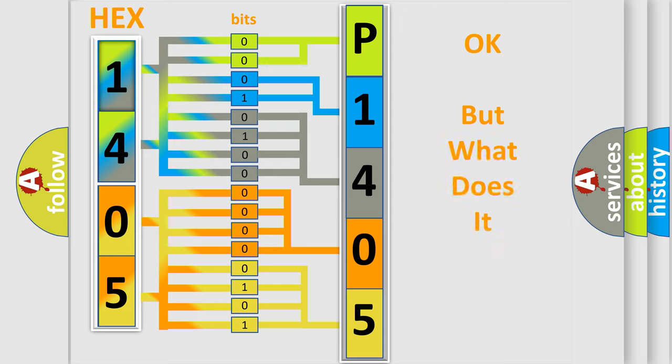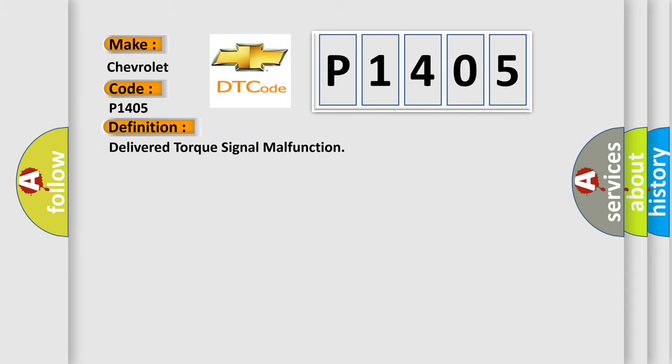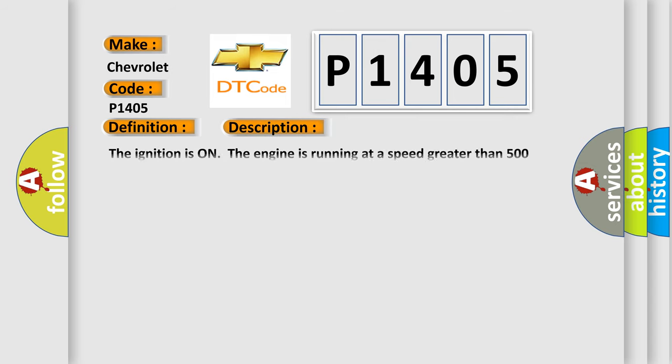The number itself does not make sense to us if we cannot assign information to what it actually expresses. So, what does the diagnostic trouble code P1405 interpret specifically for Chevrolet? The basic definition is delivered torque signal malfunction. And now this is a short description of this DTC code. The ignition is on, and the engine is running at a speed greater than 500 RPM for 1 second.